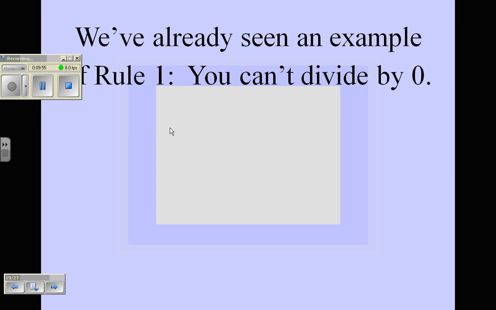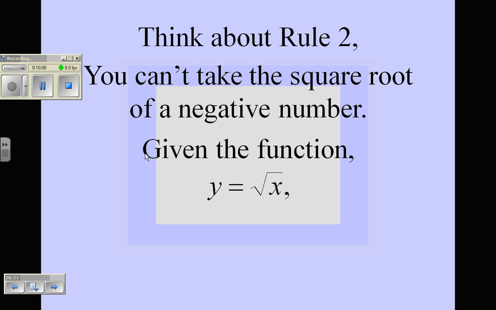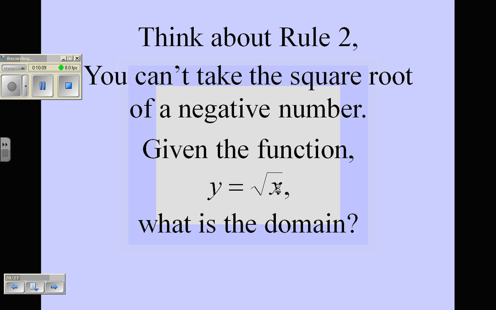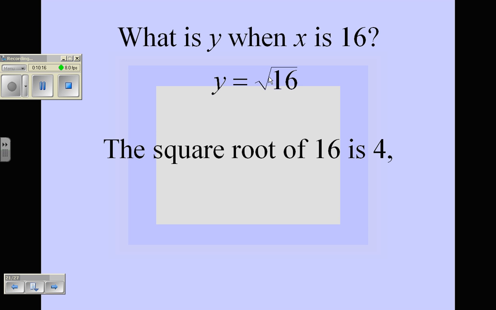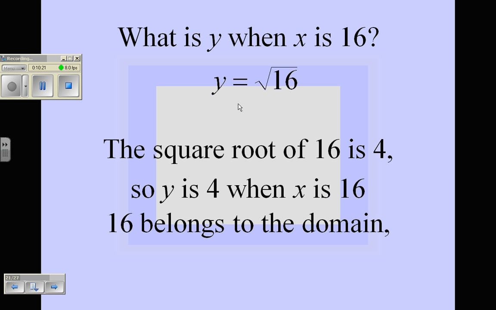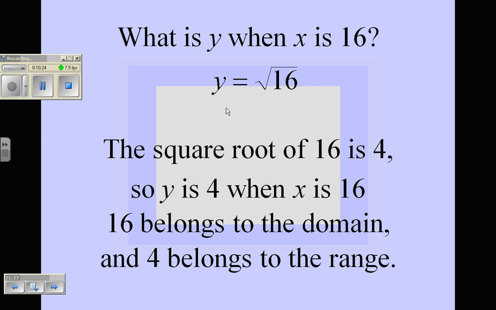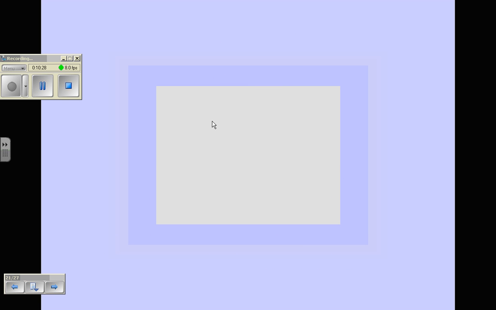Alright, we've already seen the first example of you can't divide by 0. Now let's think about rule number 2. You can't take a square root of a negative number. If you're given the function y equals the square root of x, what's the domain? Well, if we can't take the square root of a negative number, that means anything underneath that square root sign must be positive. So if x equals 16, then y is the square root of 16, so you get 4. 16 is in the domain because 16 is the x value. 4 is in the range because 4 is the y value.